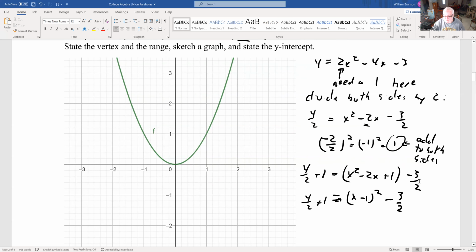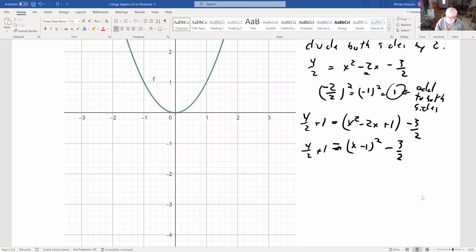And now I just solve for y at this point. Subtract a 1 from both sides. Right? And minus 3 halves minus 1 is minus 5 halves. And then multiply by 2.